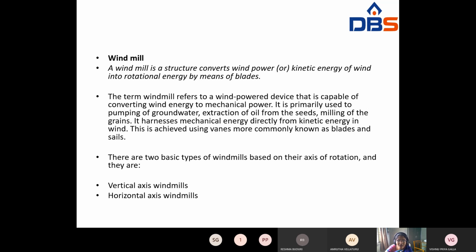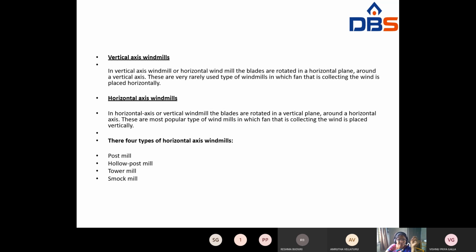There are two types of windmills based on the axis of rotation: vertical axis and horizontal axis. In the vertical axis windmill, the blades are rotated in a horizontal plane around the vertical axis. Here the axis is vertical and the blades are arranged horizontally. That is the vertical axis windmill.